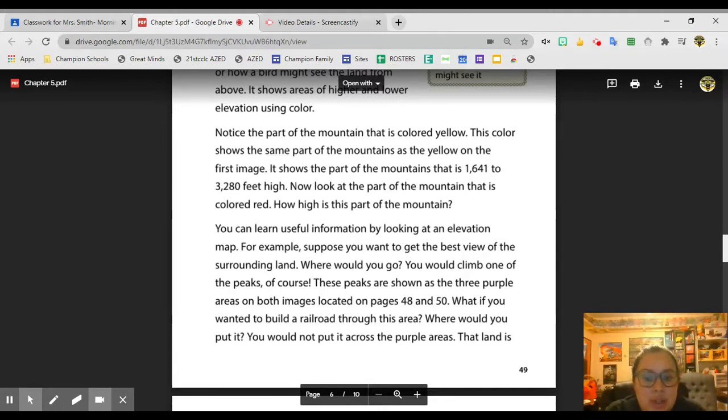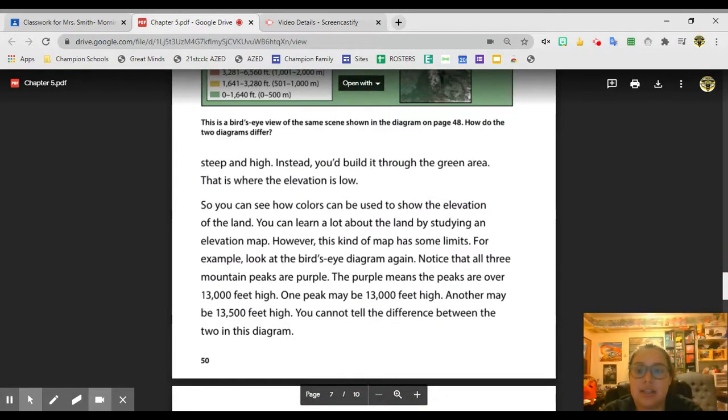What if you wanted to build a railroad through this area? Where would you put it? You would not put it across the purple areas. The land is steep and high. Instead, you'd build it through the green area. That is where the elevation is low.